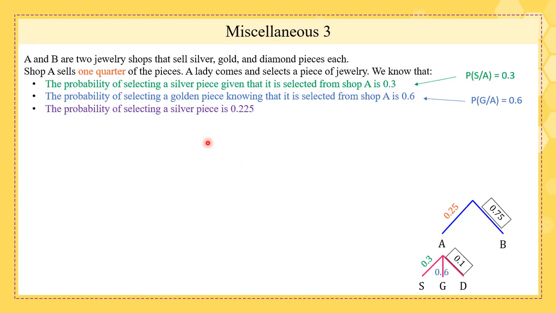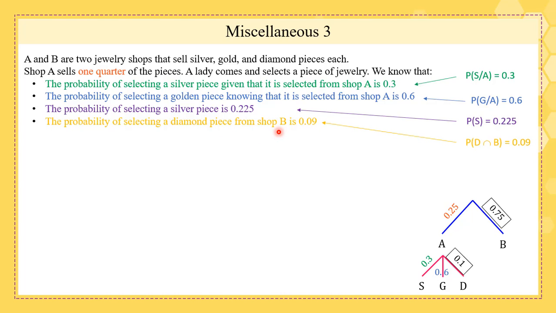Now the probability of selecting a silver piece is 0.225. Now we cannot see it directly on the tree, so let's leave it alone. And the probability of selecting a diamond piece from shop B is 0.09. This means D intersection B. We also cannot see it directly on the tree, so we leave it alone. So far, we still have P of S and P of D intersection B. We couldn't put them on the tree.